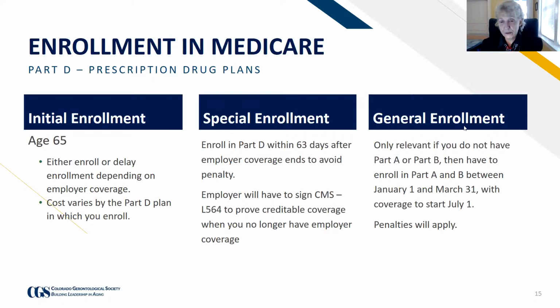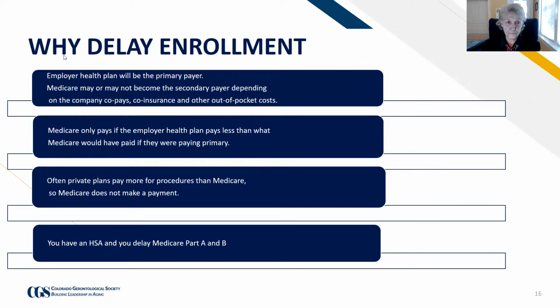The general enrollment period works just exactly the same as it did for A and B. So if you delay your enrollment in D, you do not exercise your special enrollment period in D within 63 days after your employer coverage ends, then you will be in the general enrollment period, which is again January 1 to March 31, and your coverage starts July 1, and you will face penalties.